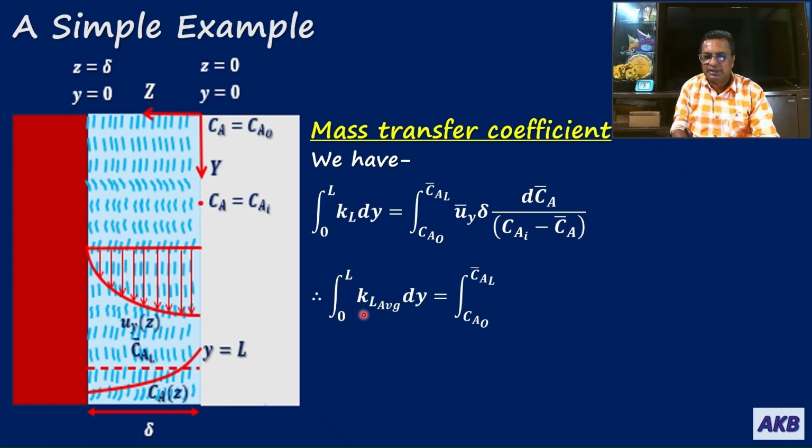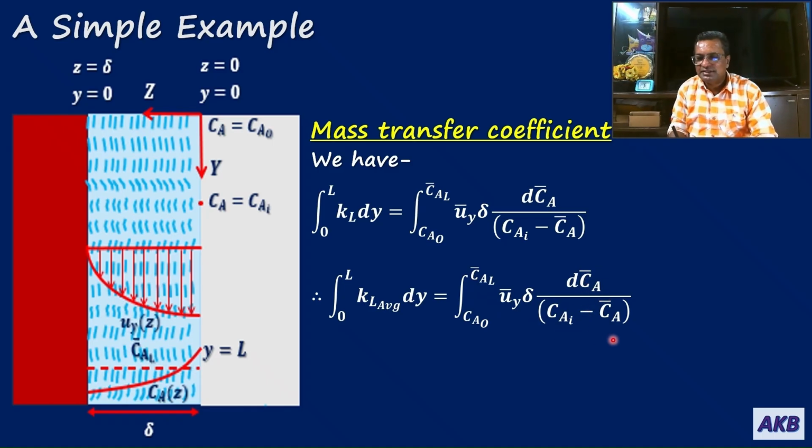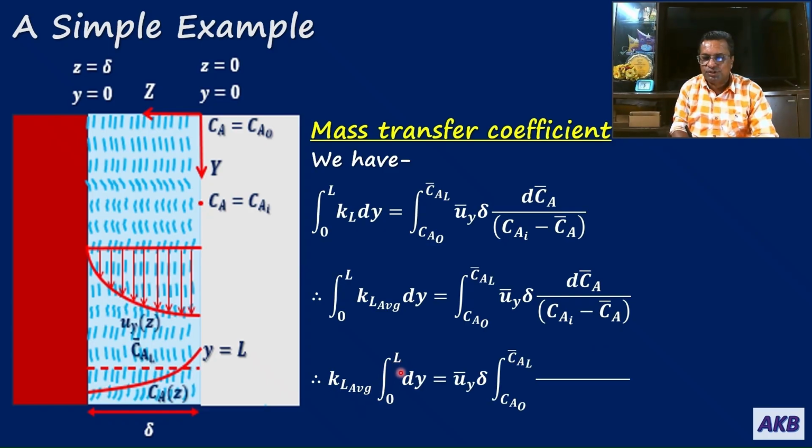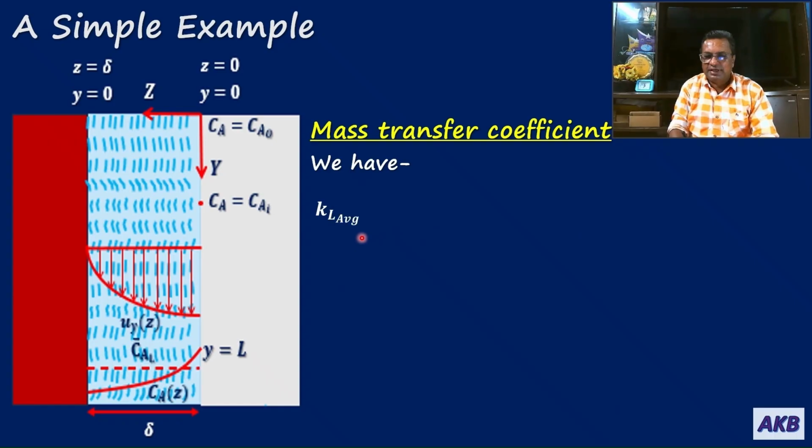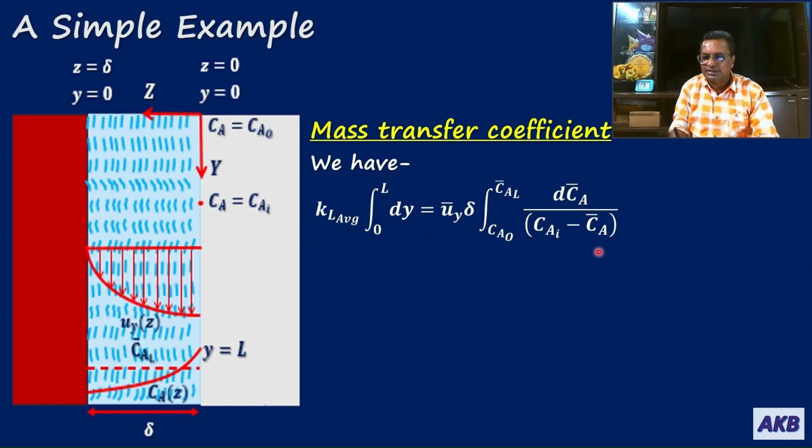So integration 0 to L KL average dy is equal to integration from CA naught to CAL bar uy bar delta dCA bar by CAI minus CA bar. KL average will come out of the integral, so it is KL average into integration from 0 to L dy, that is equal to uy bar delta. Both are constant, so they have come out of the integral. Uy bar delta into integration from CA naught to CAL bar dCA bar by CAI minus CA bar. Let us continue with this.